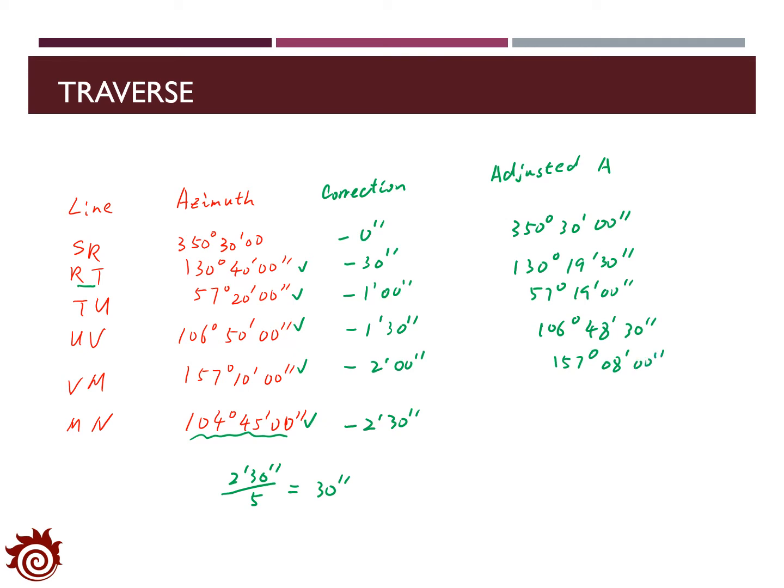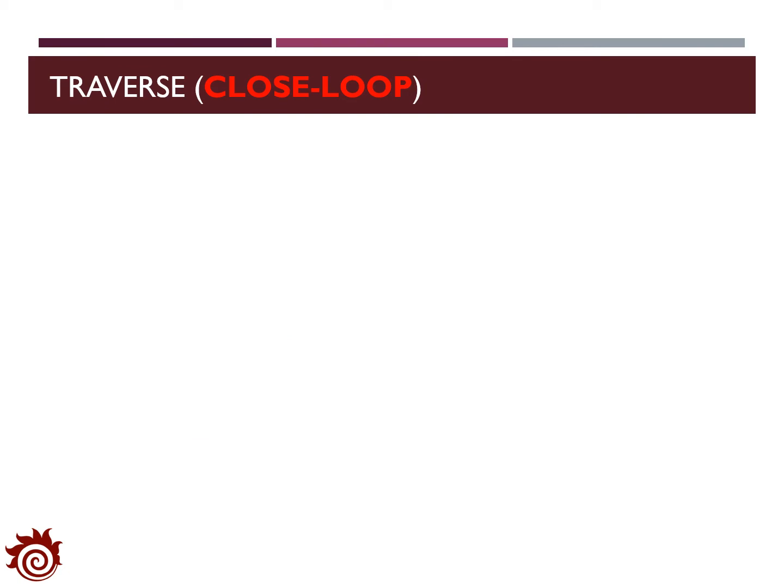And eventually we have the azimuth for the line MN as 104 degrees, 42 minutes, 30 seconds, which is just the true azimuth provided by the experiment. The deflection angle can also be applied for closed loop traverse. Here let's consider one example.